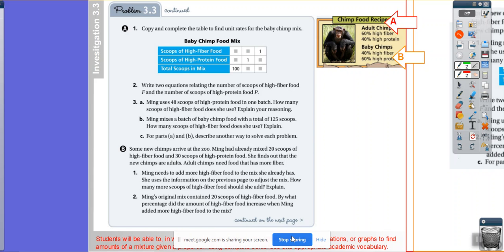Miss Lochner, Charlotte had a question. Okay, Molly. So what we did, for the high fiber, we knew that 40 was 40% of 100, so we put 40 up there. And then for the high protein, well, 60 is 60% of 100.